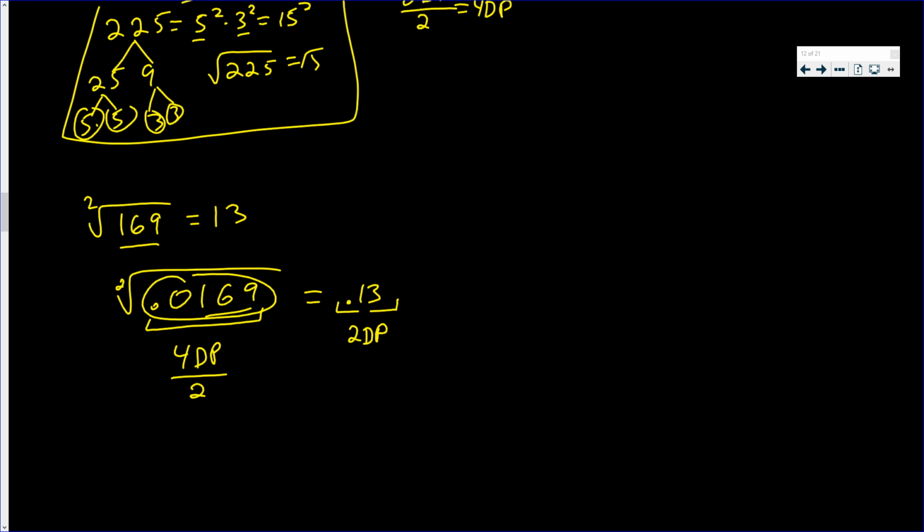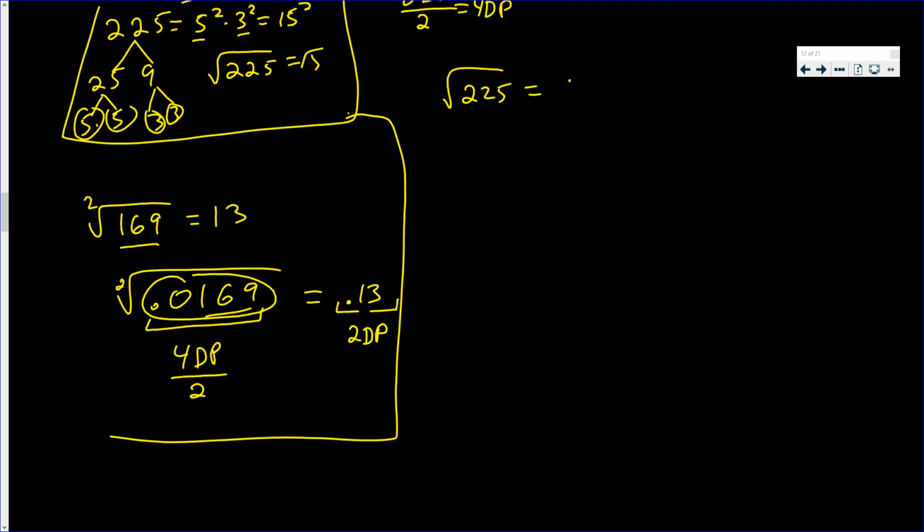Now we're going to consider a problem where this technique that I've been using does not work. Suppose we have, well, first, the square root of 225 is 15. Okay? Now, what if you were asked to find the square root of 0.225? Now, the problem is that this is a 3 decimal place number. And when you divide it by 2, you're going to have a 1.5 decimal place number.